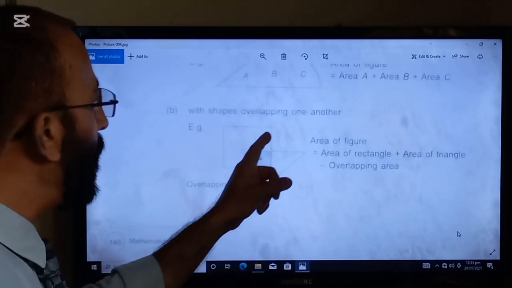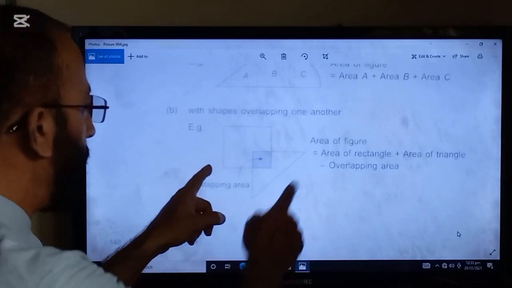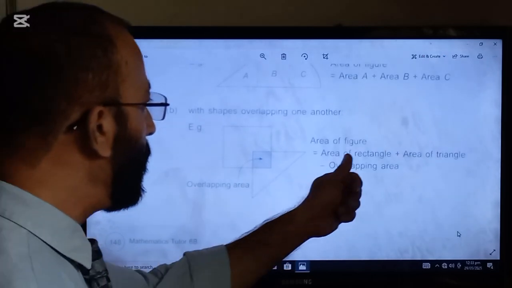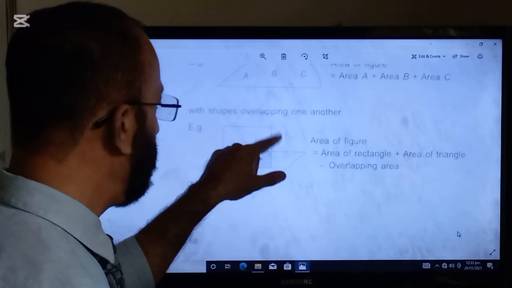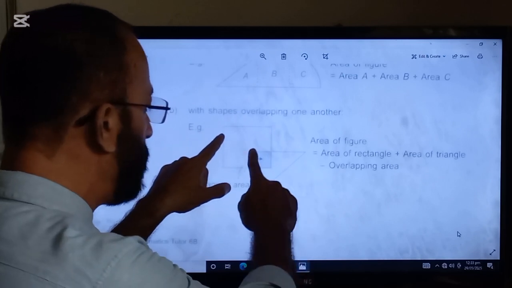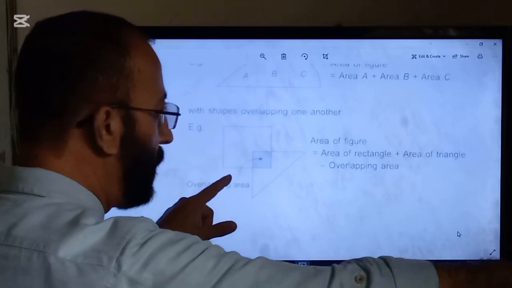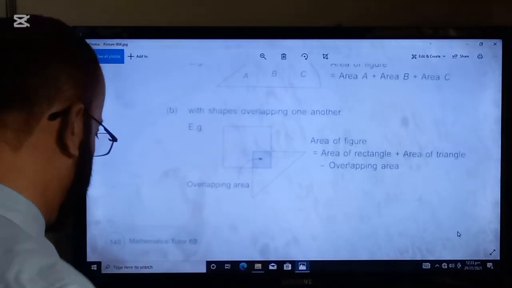Now, with shapes overlapping one another. For example, here is a square and a triangle that are overlapping each other. So the area of the figure will be the area of the rectangle plus the area of the triangle. First we find the individual areas of the two figures, add them, and the overlapping portion will be subtracted from them. That will be the area of the figure.